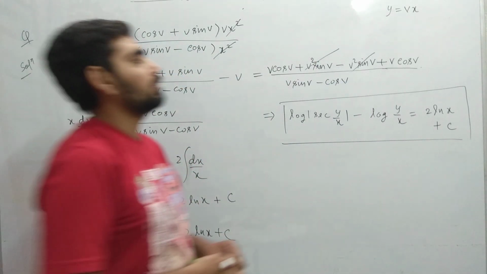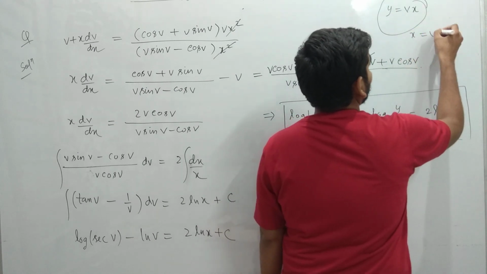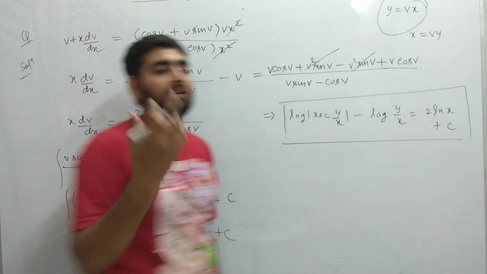So to solve a homogeneous differential equation, we generally put y equals vx or x equals vy according to the dependent and independent variable.